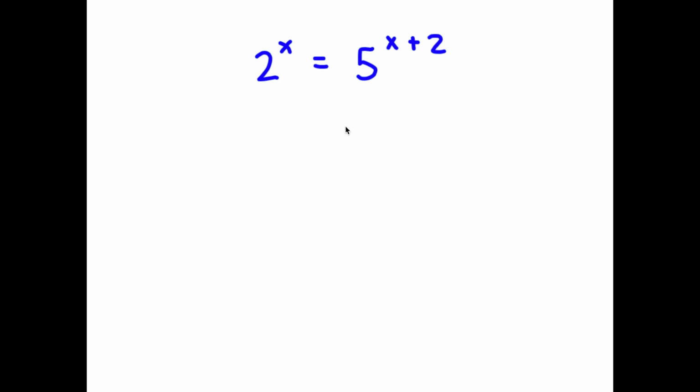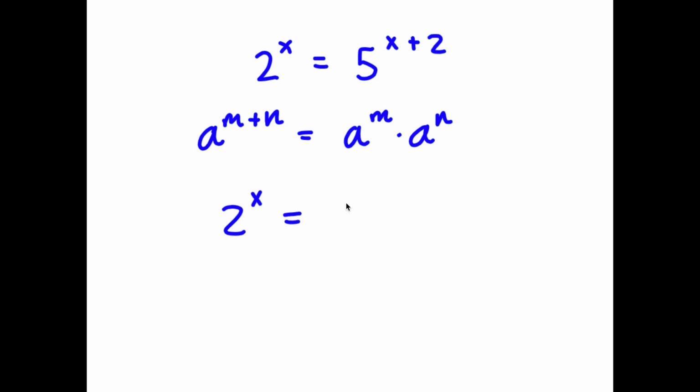So in this problem, I have 2 to the power of x is equal to 5 to the power of x plus 2. So to start, if I have something in the form a to the power of m plus n, this is equal to a to the power of m times a to the power of n. So 5 to the power of x plus 2, I can rewrite this as 5 to the power of x times 5 to the power of 2.